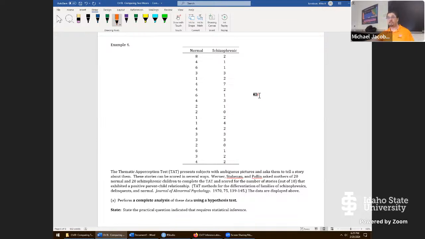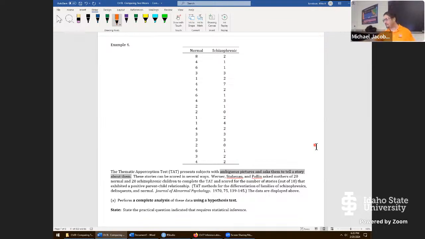This one is coming from psychology, and those are always very, very interesting experiments, I would say. It says here, the thematic apperception test. Never knew what that was until I read this problem. I'll refer to it as the TAT, for thematic apperception test. What it does is present subjects with ambiguous pictures and ask them to tell a story about them. So you can imagine you are being given this test, someone just shows you a weird picture and says tell a story based off of it.